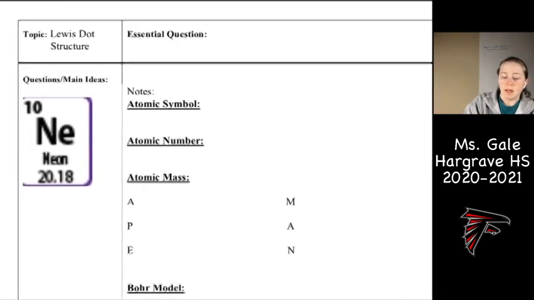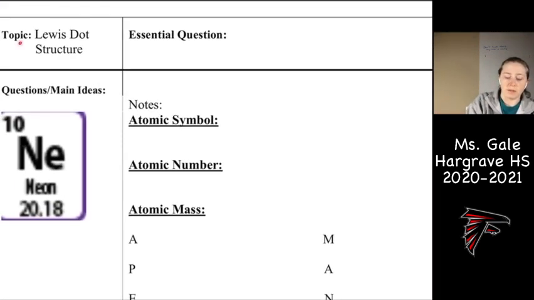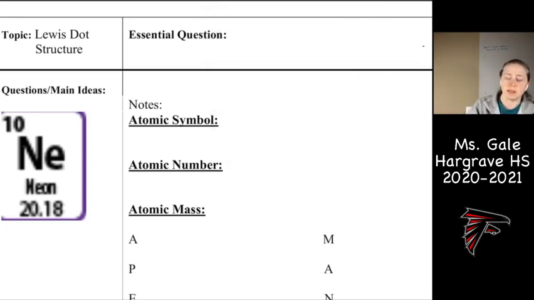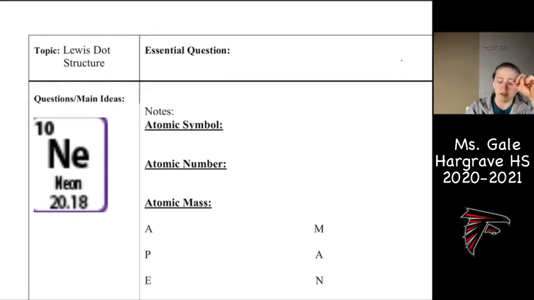As you see, our topic for today is Lewis dot structure. We are going to go ahead and review. So the atomic symbol: when we look at the periodic table, we look at a tile. It can look like this one, or you can see the big screen of a periodic table. No matter the way it looks, you're going to have a number on top, one or two letters, the name of your element, and the atomic mass.